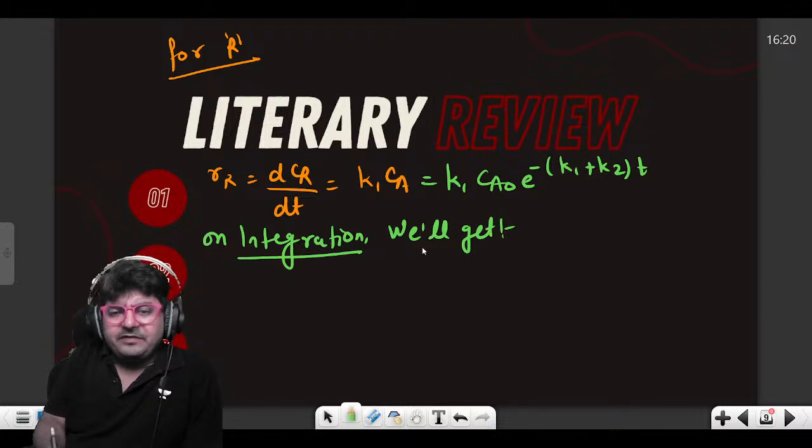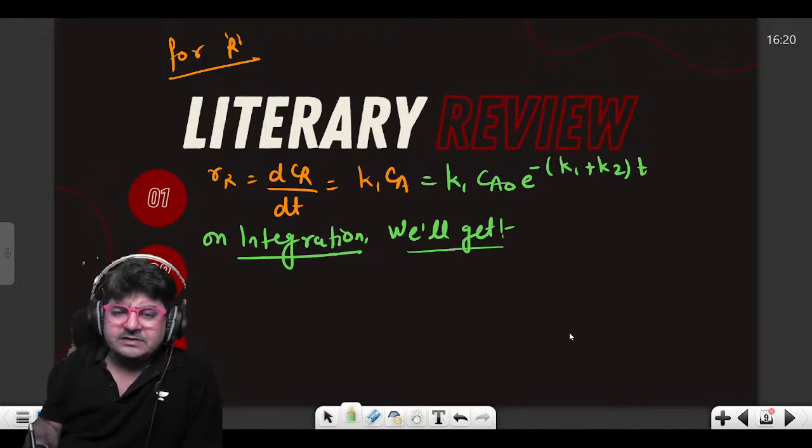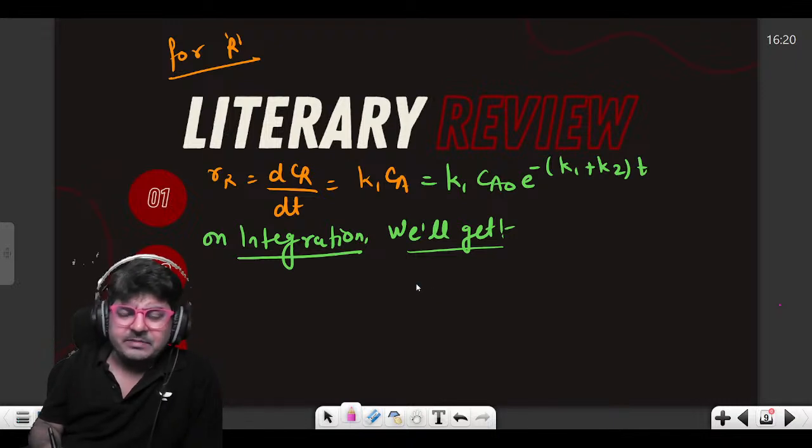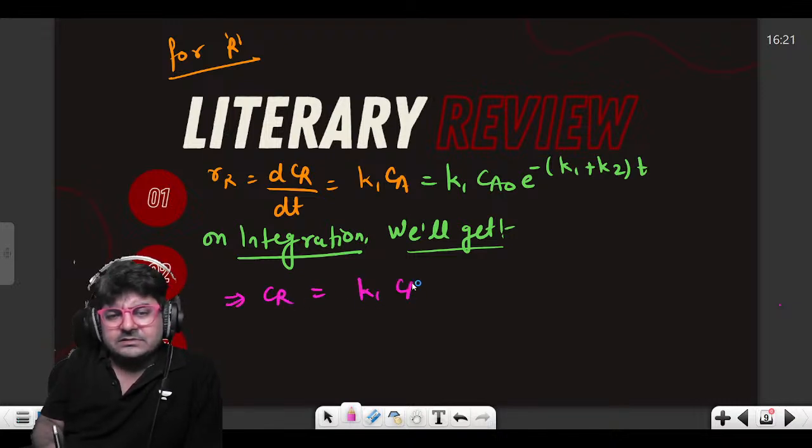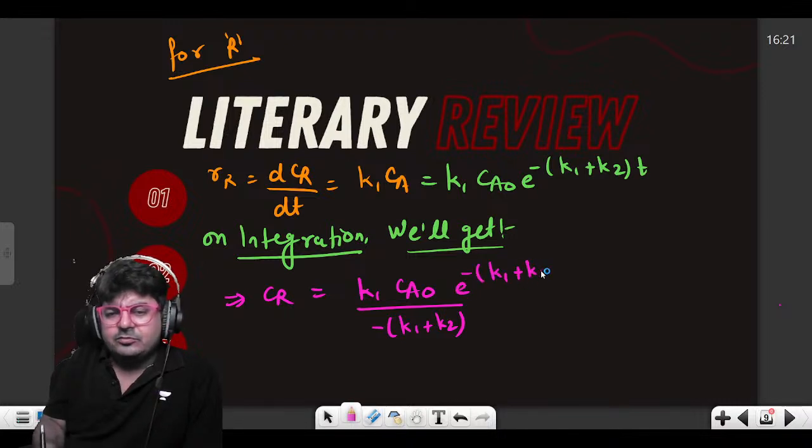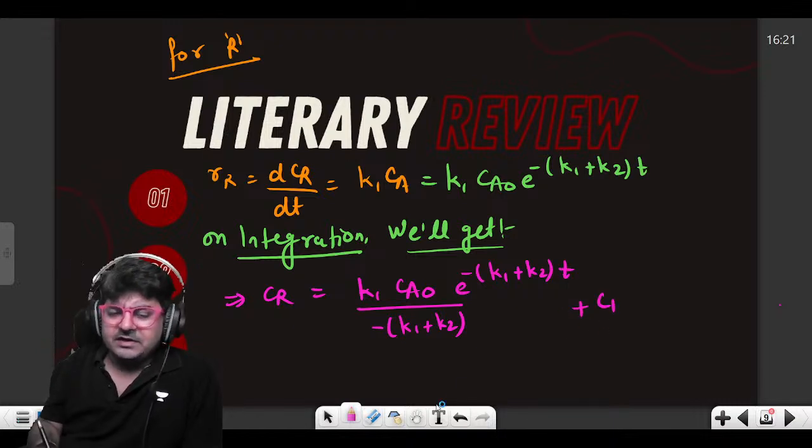now you can do the definite integral or indefinite integral, doesn't matter, that is your choice. Ultimately the result will be same because of the limits. So if you do normal integral, so you know CR can be written as K1 Ca naught divided by minus of K1 plus K2 into e to the power minus K1 plus K2 times of T plus C1, the integration constant.